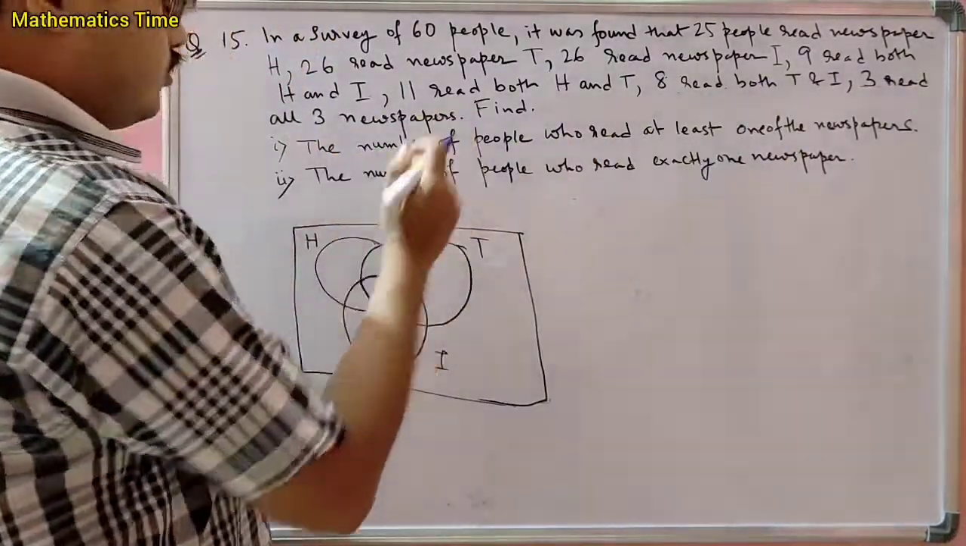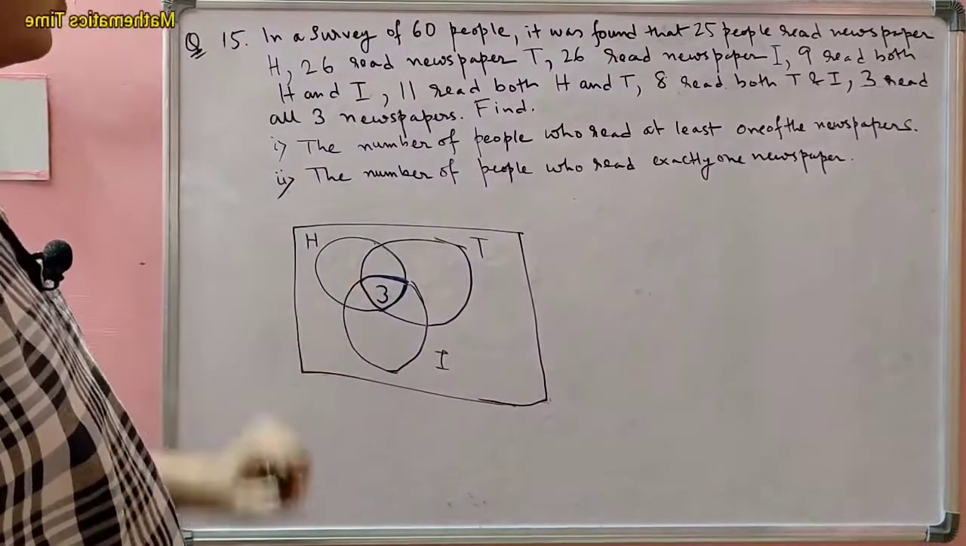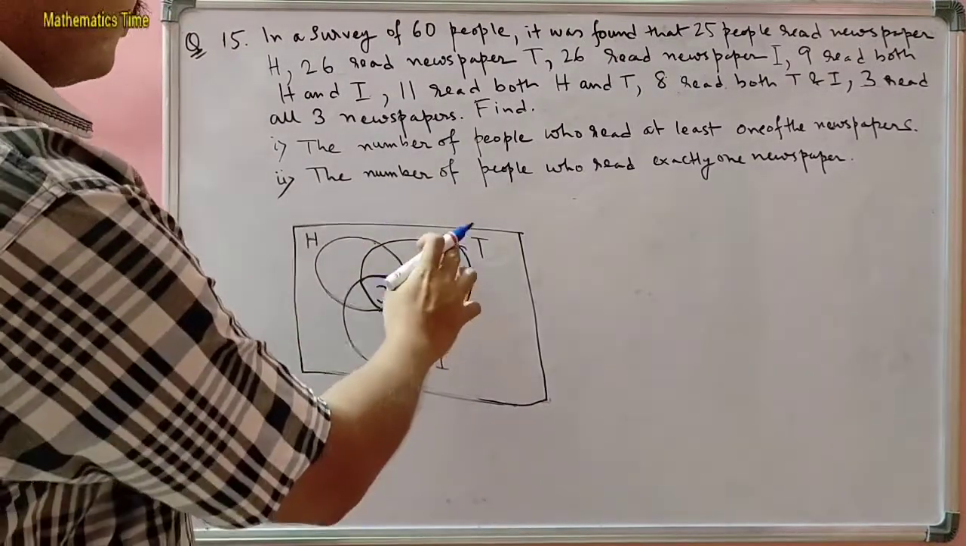3 read all 3 newspapers. This is actually H intersection T intersection I. The value is 3. Now we have to fill up the other portions.